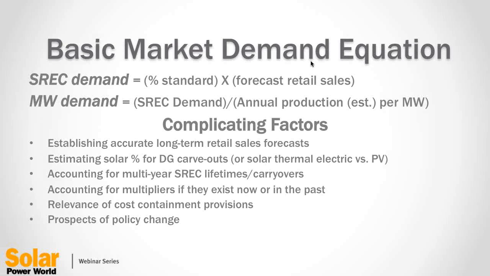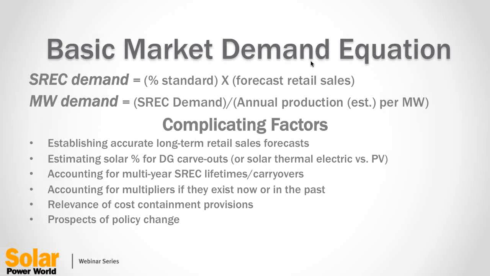So, there are some pretty basic equations that you can use to find out these values. Percentage standard times the forecast retail sales that are covered under the RPS. And if you want to get to megawatts, you take that SREC demand, divide it by an annual production estimate per megawatt, and you can get a pretty good ballpark idea of how many megawatts are going to be in demand in a specific state at a given time. Of course, in practice, this is a little bit trickier. There are a number of complicating factors.